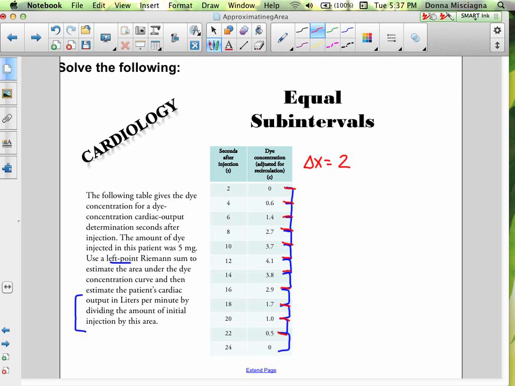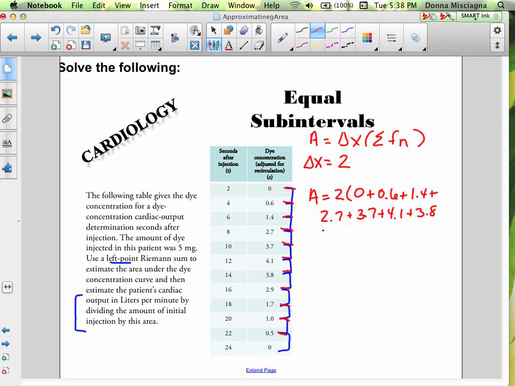All right, so our area is going to be that change in x times, we're going to add up all of those values, right? We're going to sum every one of them up. So the area is going to be 2 times, and then we'll add up all the left-hand sides. 0 plus 0.6 plus 1.4 plus 2.7 plus 3.7 plus 4.1 plus 3.8 plus 2.9 plus 1.7 plus 1.0 plus 0.5, and then we leave off the last value.